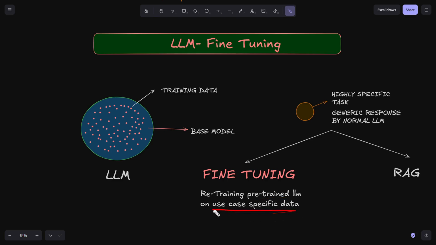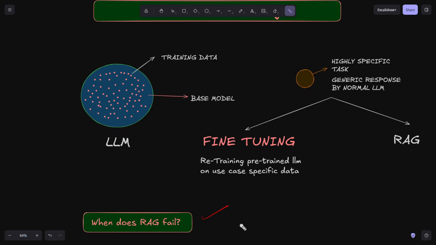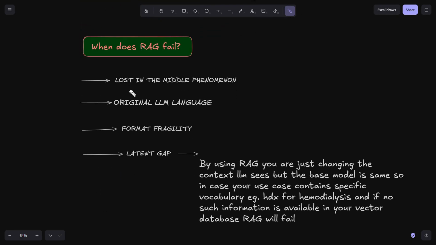Now, you must be wondering, when we have RAG, why do we need fine tuning? Where does RAG basically fail? In our RAG series, we talked about the lost in the middle phenomenon, but it had a solution called re-ranking, right? Also, when we use RAG, we just change the context. The outputs will still be in the language of the base LLM. So for language personalization, we use fine tuning.